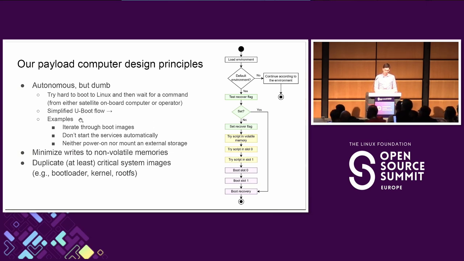An example of the autonomy is that we are iterating through boot images. As Lenka said, we are not starting the services automatically. There are scripts prepared on the device, there are services prepared, but they don't start. They wait for the command from outside. And we are not automatically powering on the external storage or external components. A lot of components are power gated. There are load switches to protect the components behind them, because a component can cause problems or energy spikes. So we are not turning them on automatically. We just wait for the command.